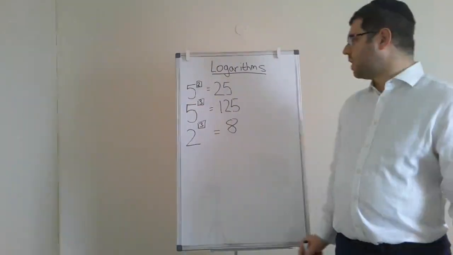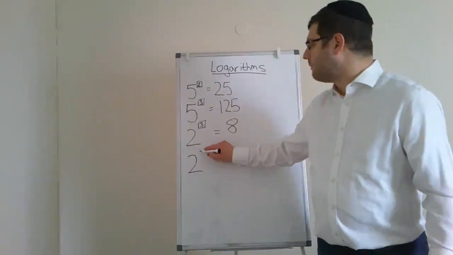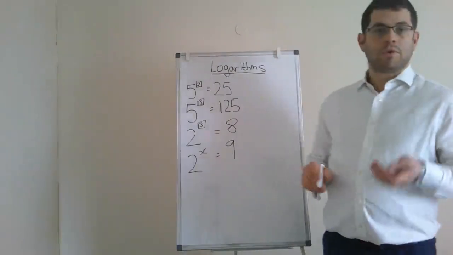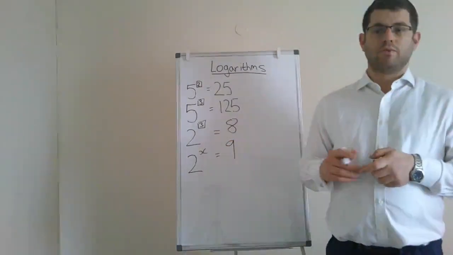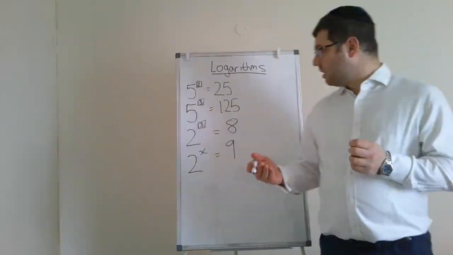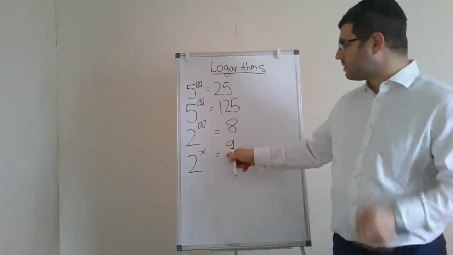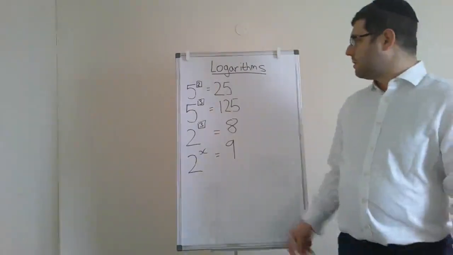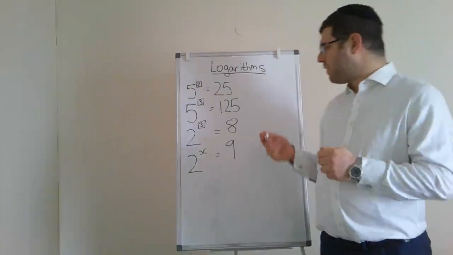But what if I were to ask you the following question? 2 to the power of what is 9? Now 9 is not an exact power of 2. We have 2, 2 squared is 4, 2 cubed is 8. So if I know 2 cubed is 8, then obviously if I want to get 9, it has to be slightly higher than 3. But then when you go to 2 to the power of 4, you're at 16. So it's obviously close to 3, but we don't know exactly what that figure is.